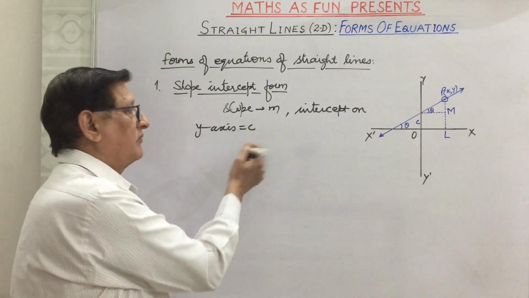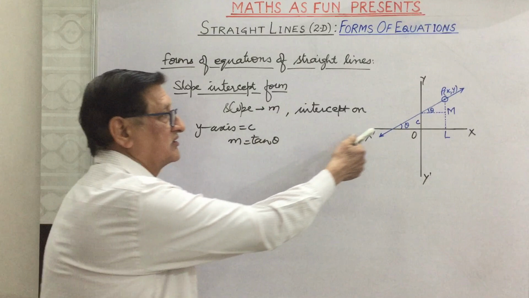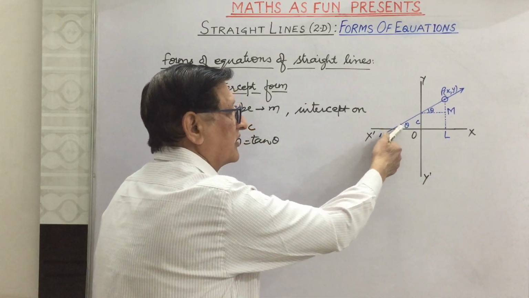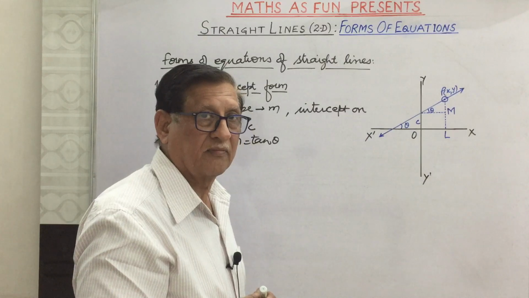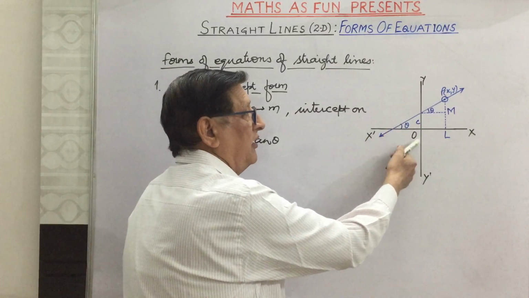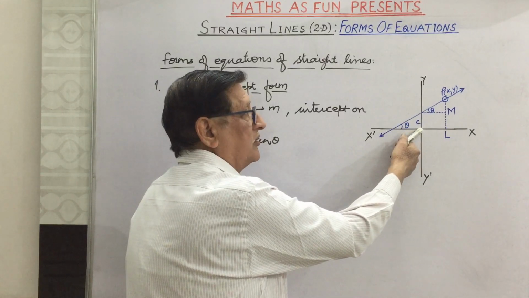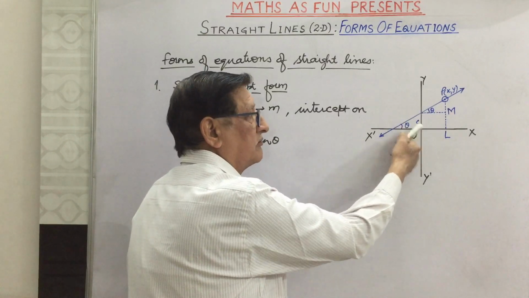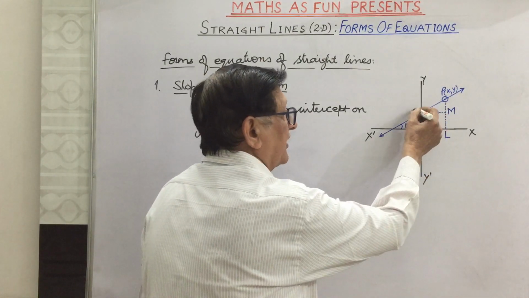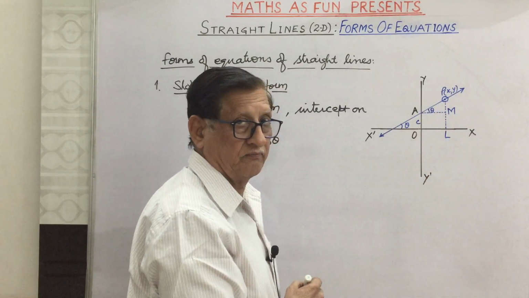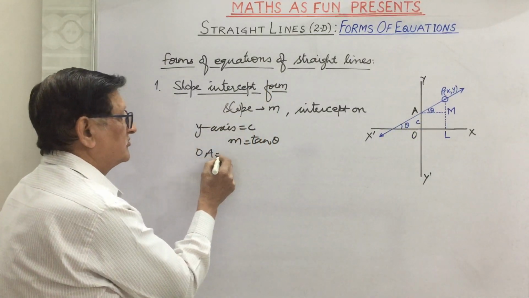Slope is m. It means m is equal to tan theta, where theta is the angle in the positive direction of x-axis which the line is making. So here theta is this angle and c is the intercept on the y-axis. This is this here, you can see here. Suppose we name this point as A. Then OA is equal to c.